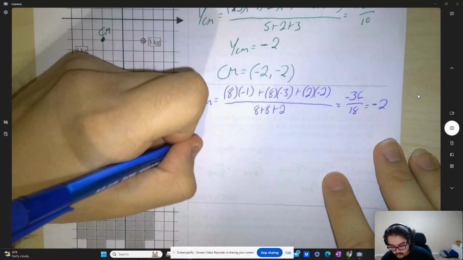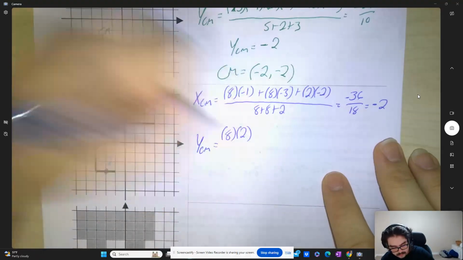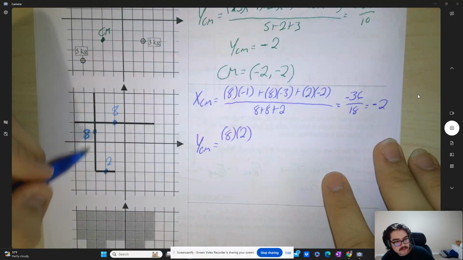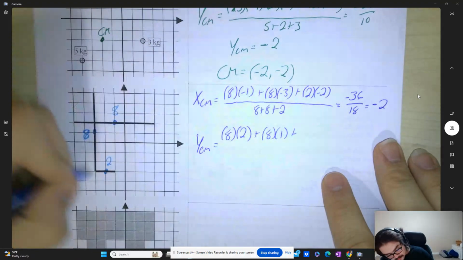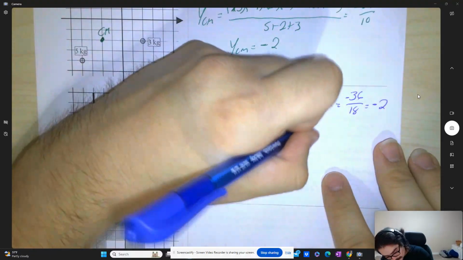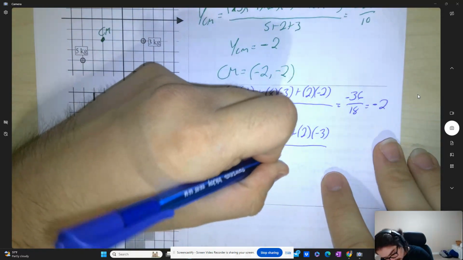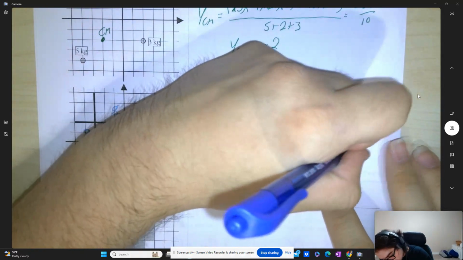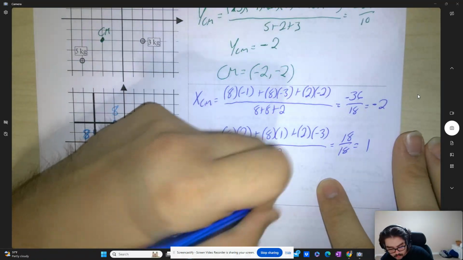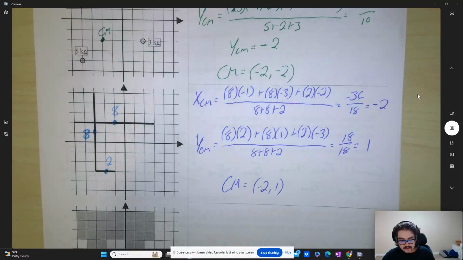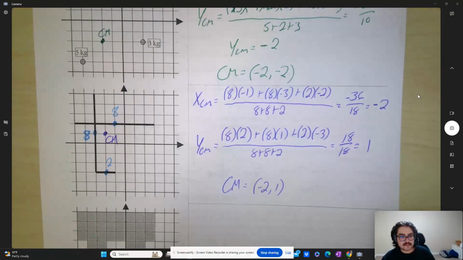And then when we do the y center of mass, I'm going to do the 8. One of them is at a y position of 2, that's this one right here. One of them is at a y position of 1. And the 2 is at a position negative 3, it looks like. Over 8 plus 8 plus 2, you end up getting 18 over 18, which gives you 1. So the center of mass would be located at negative 2 comma 1. So negative 2 is 1, 2, and 1 is up here. There's my center of mass.